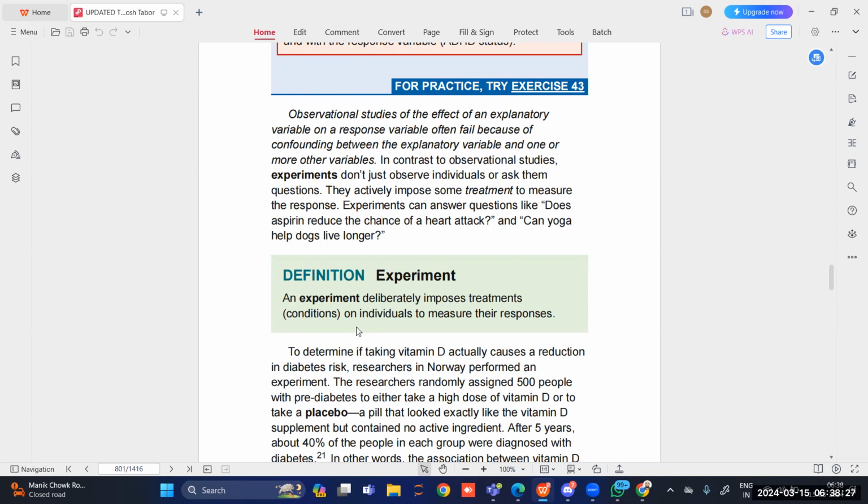Experiments can answer questions like, does aspirin reduce the chance of a heart attack? And can yoga help dogs live longer? This is the same difference, right? When we have seen the regression line or the scatter plot, a scatter plot cannot predict.